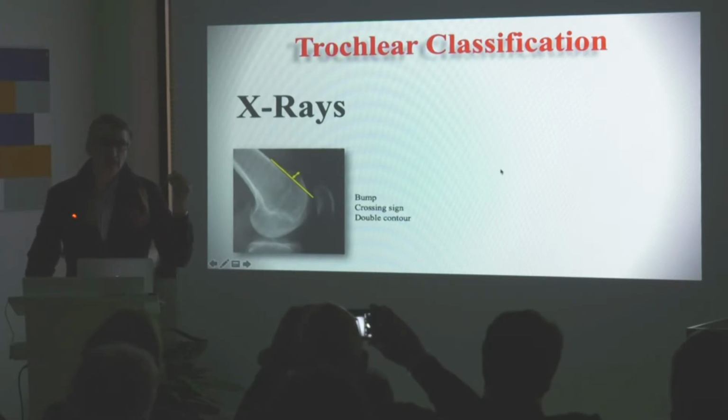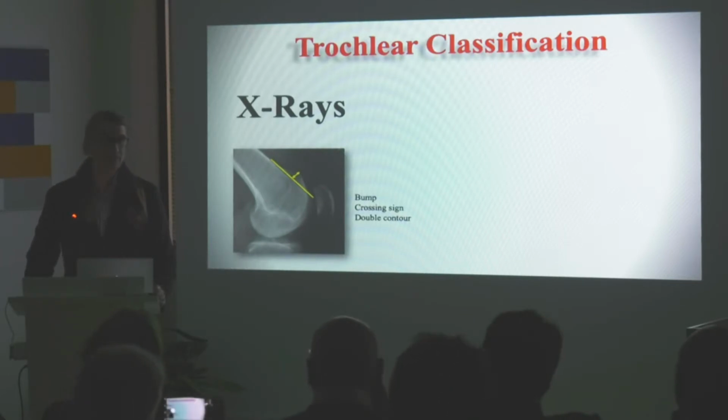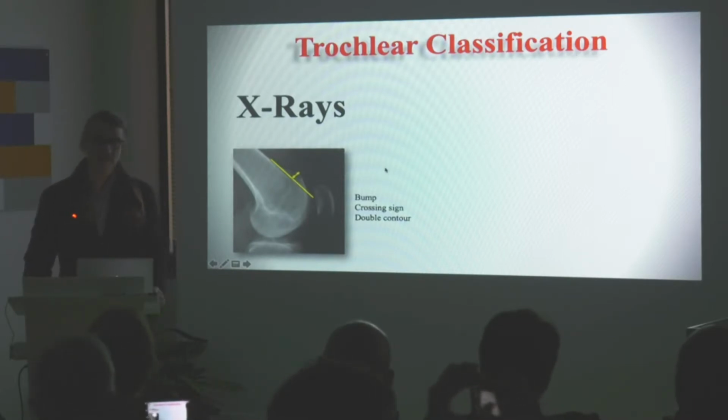Then the trochlear classification. You need to have X-rays and slice imaging to classify the trochlea. If you have only X-rays, it's not perfect. If you have only slice imaging, it's really not perfect. So X-rays will show the bump, and you cannot miss that. You cannot miss the crossing sign, and you cannot miss the double contour if you have it. But it's not sufficient to do the classification.